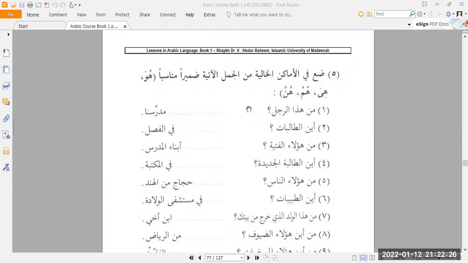So we're starting here from exercise number 5, which says: ضع في الأماكن الخالية من الجمل الآتية ضميرا مناسبا هو هي هم هن. It says, place in the following blank spaces of the following sentences the appropriate pronoun, which will be either huwa, hiya, hum, or hunna. Huwa singular masculine, hiya singular feminine, hum plural masculine, hunna plural feminine, all third person.